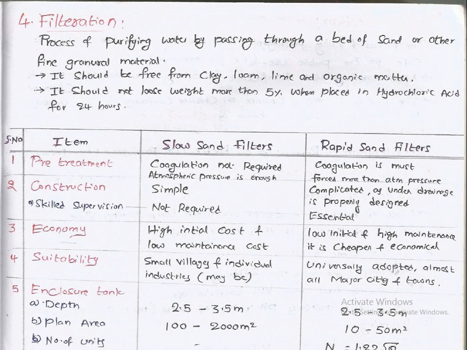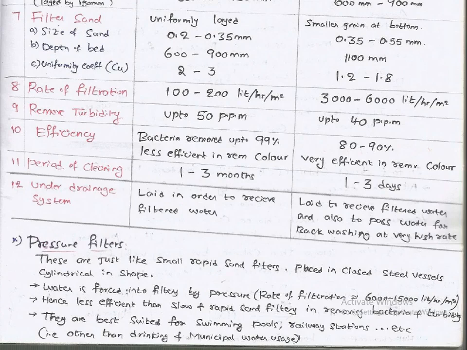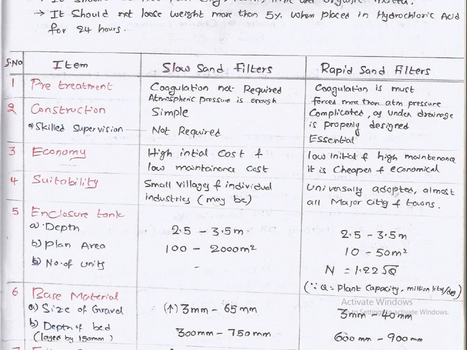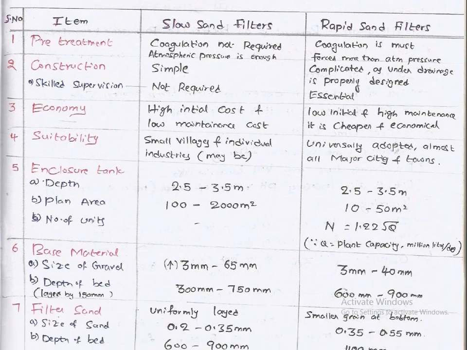Pre-treatment coagulation is not required. Atmospheric pressure is enough in a slow sand filter, whereas in a rapid sand filter coagulation is a must and a force more than atmospheric pressure is needed. Construction: skilled supervision is not required for a slow sand filter as it is simple, whereas for a rapid sand filter it is complicated, and the under drainage is a property of the design and essential skilled supervision.